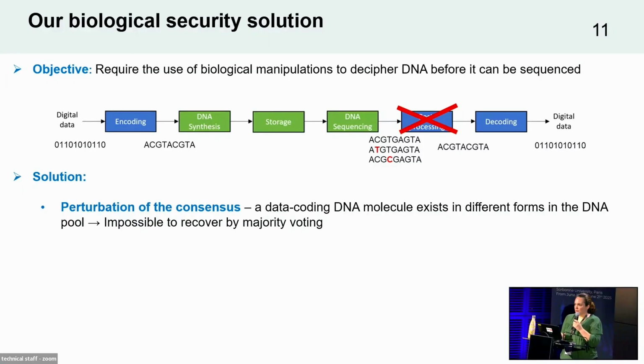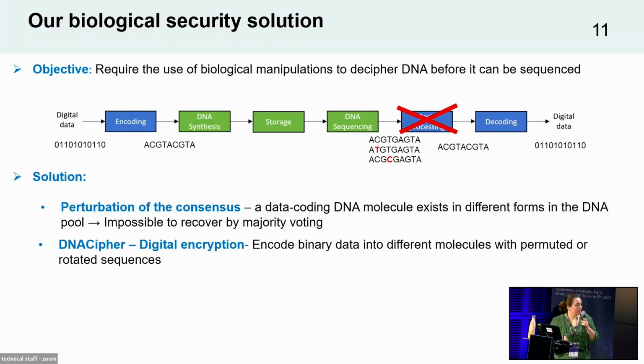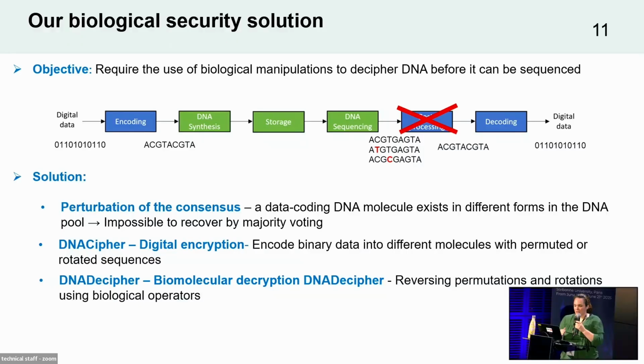So our solution relies on two algorithms. The first one is a digital encryption, DNA-Cipher, in which we encode binary data into different molecules with permuted or rotated sequences. And the second algorithm is the reversed version, but in biomolecular form. So it's a biomolecular decryption algorithm in which we reverse permutations and rotations with biological operators. So let me explain the chain.